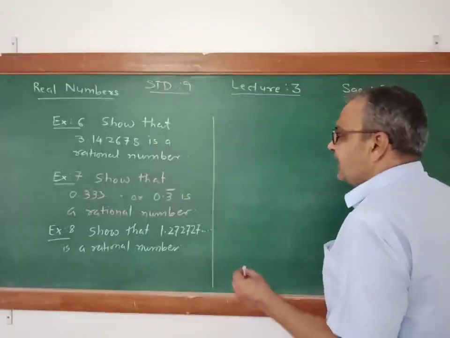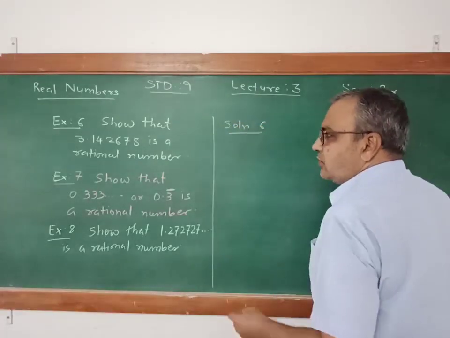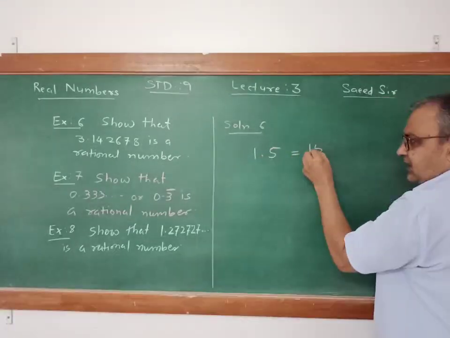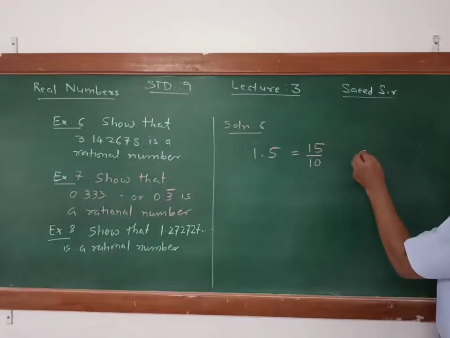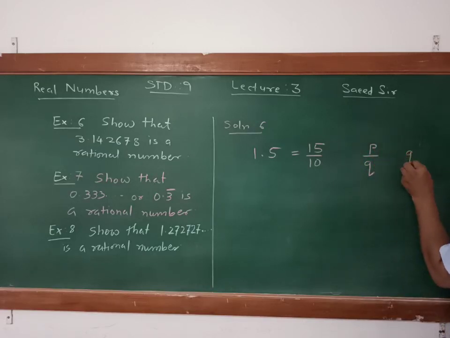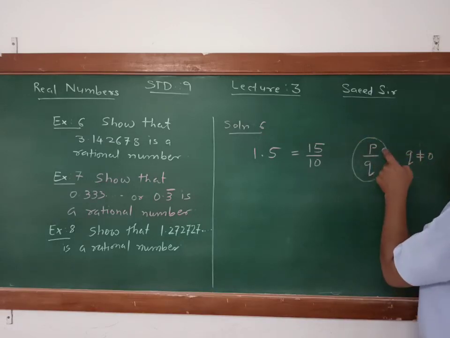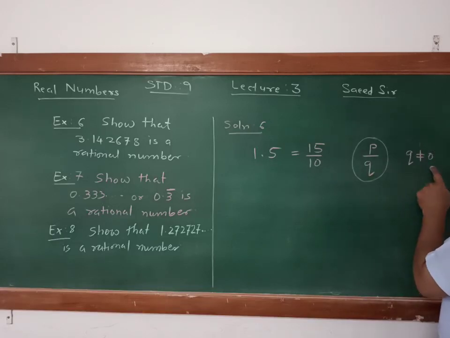This is the solution for example number 6. We know that if the answer is 1.5, then this is 15 divided by 10, and it is a rational number, because we know the rational number definition. The definition of rational numbers is p divided by q, where p and q are integers and q is not equal to 0.